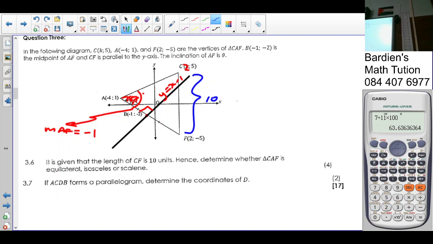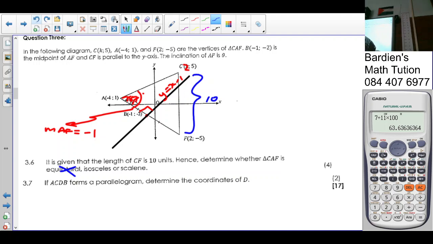So, is this angle 60 degrees here? No. So triangle CAF will never be an equilateral triangle. So I'm not going to test for 3 sides. Okay? Right. So let's see.